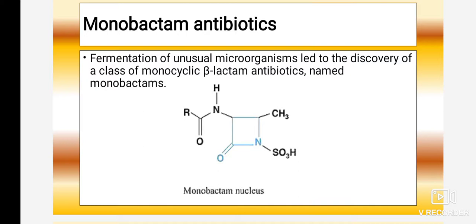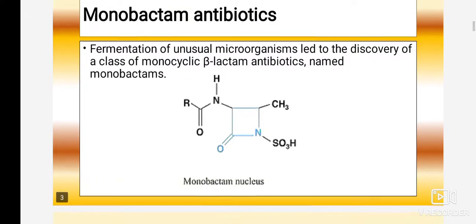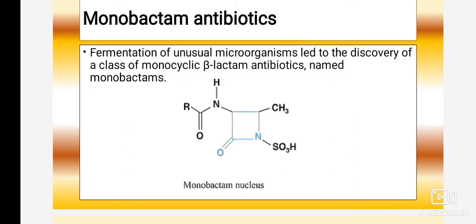As you can see, penicillin and cephalosporin have a bicyclic ring, while tetracycline contains four rings attached to each other. The main difference between monobactam and penicillin or cephalosporin is that monobactam is an antibiotic containing a monocyclic beta lactam ring.